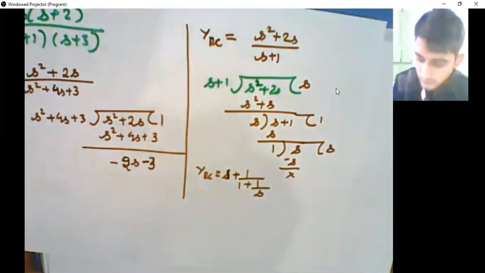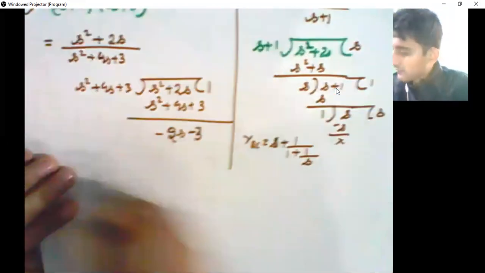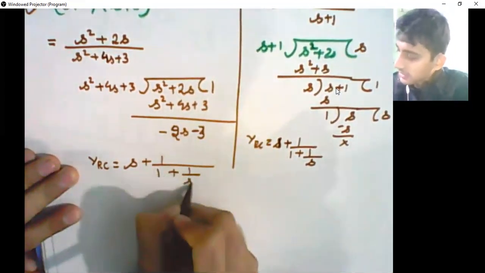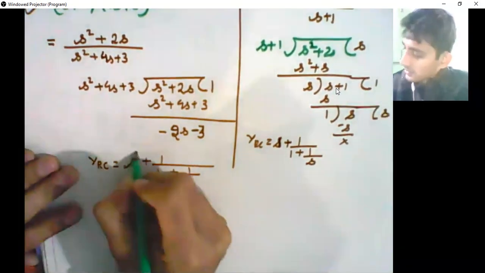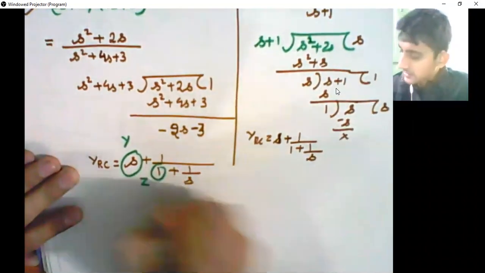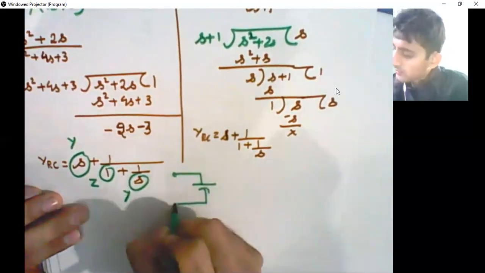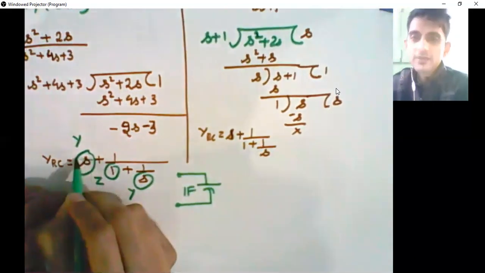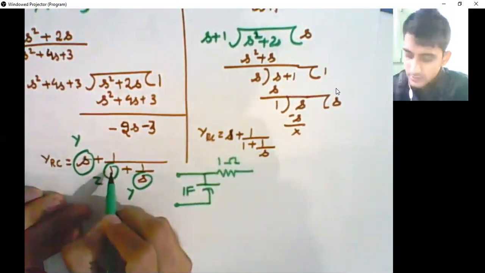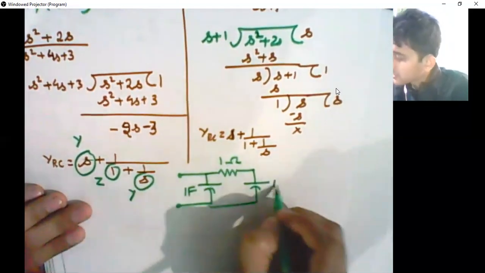Now look here, this was a small example. So I have got my YRC equal to S plus 1 upon 1 plus 1 upon S. So remember that this is a Y, okay? This is a Z and this is a Y again. So you will start with a capacitance of value 1 farad. Look, the coefficient in front of it is 1, so 1 farad. After that an impedance of 1 ohm, then another impedance of 1 ohm, and then after that another capacitance, whose coefficient is 1 farad.